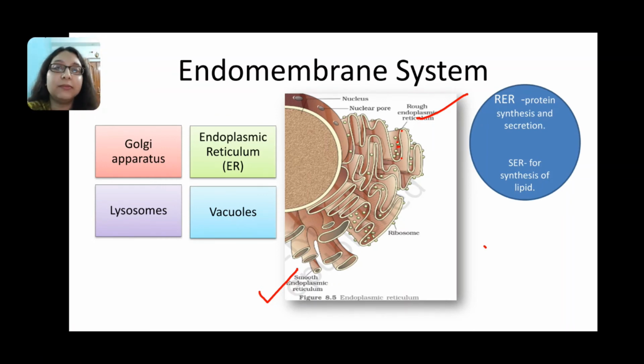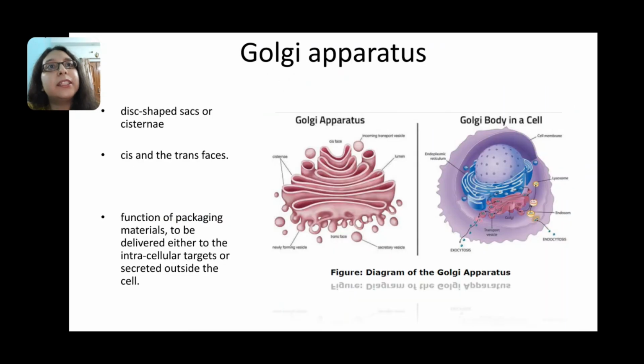Coming to smooth endoplasmic reticulum, because ribosomes are not attached, its function is synthesis of lipid. So, rough endoplasmic reticulum: protein synthesis, protein secretion; smooth endoplasmic reticulum: lipid synthesis. Moving on to the next slide, Golgi apparatus.